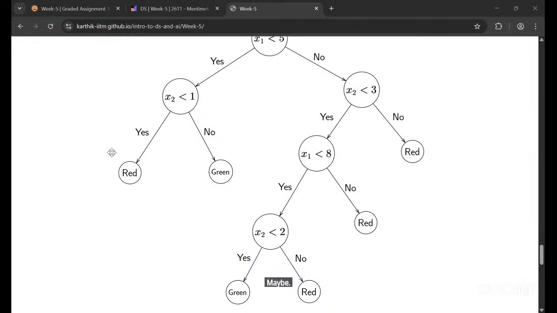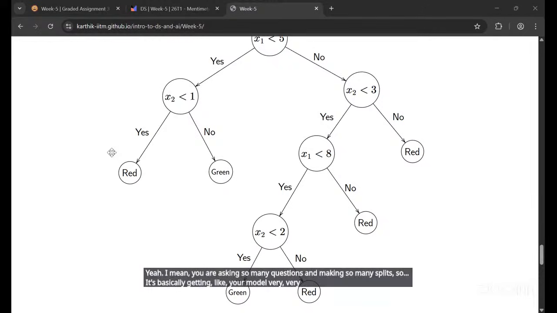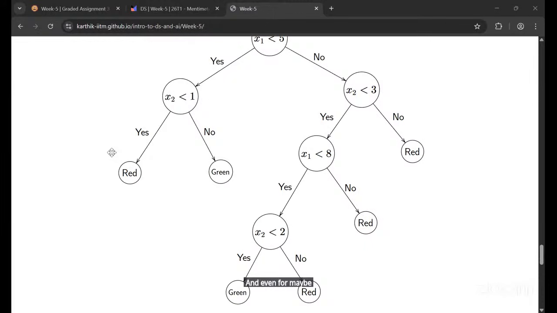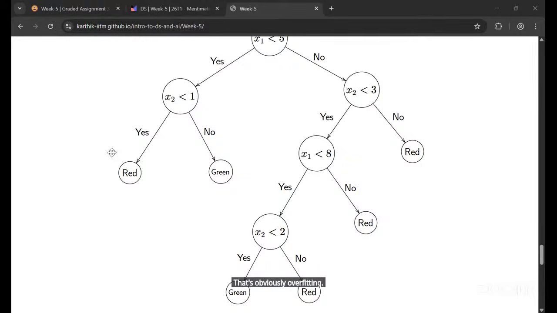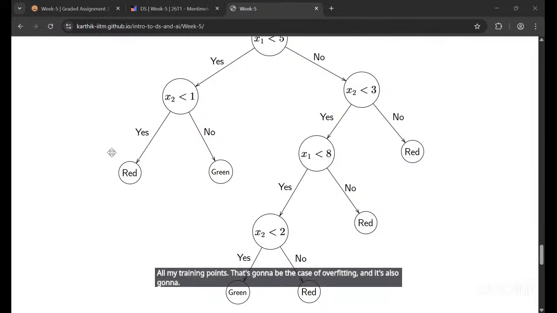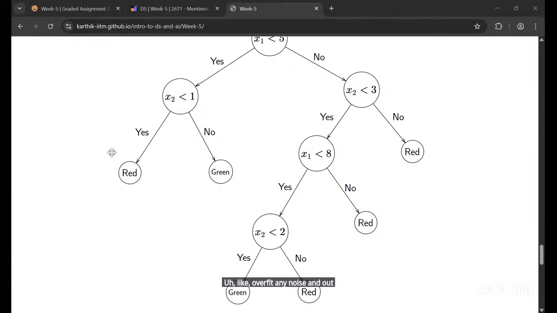Yes. I mean, you're asking so many questions and making so many splits, so it's getting your model very, very complex. Even for simple decisions, you might have to ask like 25 questions. So that's obviously overfitting. If I increase the depth and keep it unchecked, just increasing it till it perfectly classifies all my training points, that's the case of overfitting, and it's also going to overfit any noise and outliers which are there in the data.